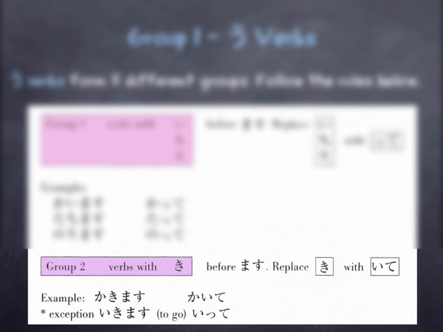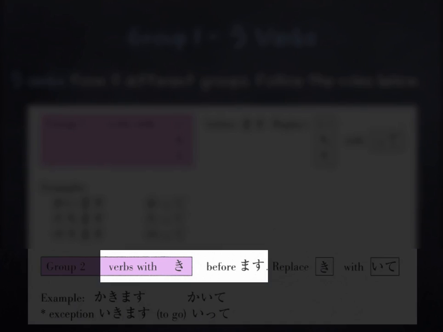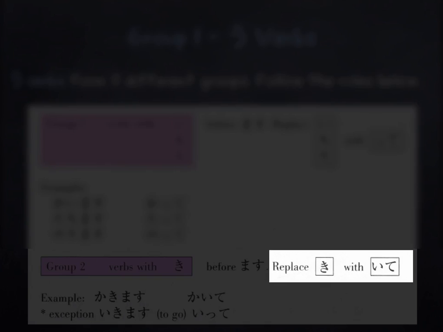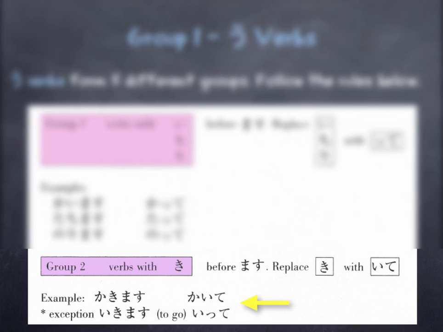Group 2 are verbs with ki before masu. So what we do in this case is we replace the ki with ite. So for example, kakimasu becomes kaite. The only exception here is the verb ikimasu, which is to go, and that becomes itte. In this case, the verb ikimasu behaves more like a group 1 that we've seen above here.